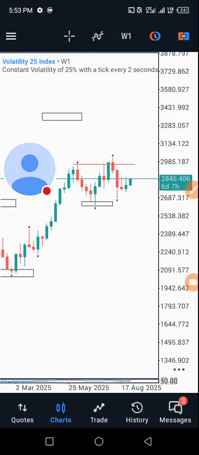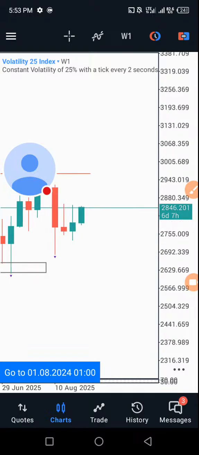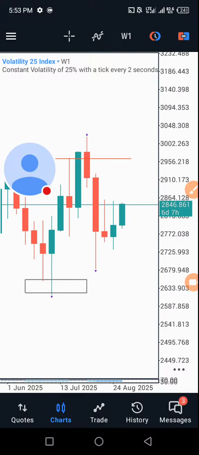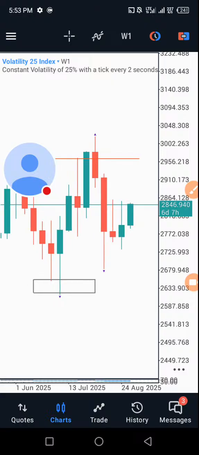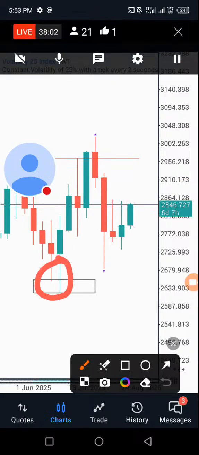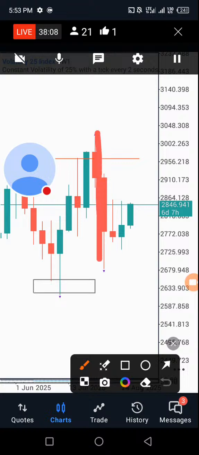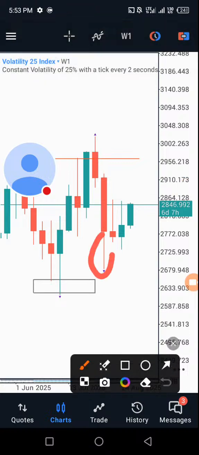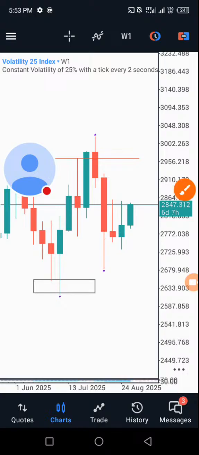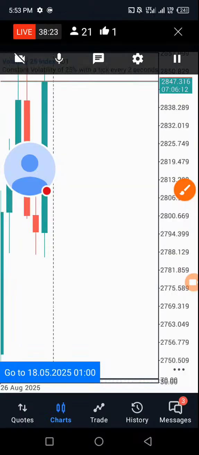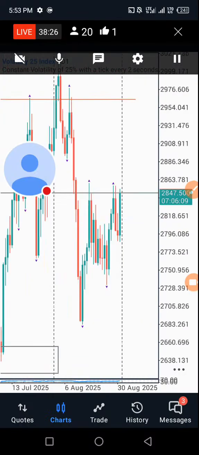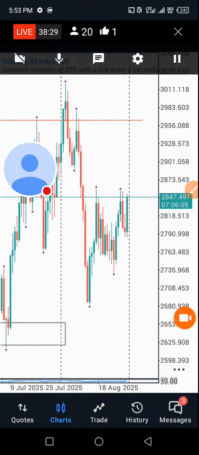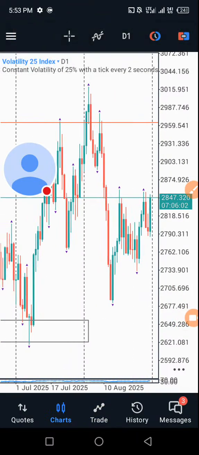Remember now, if we look clearly, this was the last impulsive move here that gave us our break of structure, right? Now we saw a retracement down. Remember that this candle here gave us a rejection. So let's look, maybe there was an order block or something that led to this strong rejection here. Let's go to the daily time frame to see that.